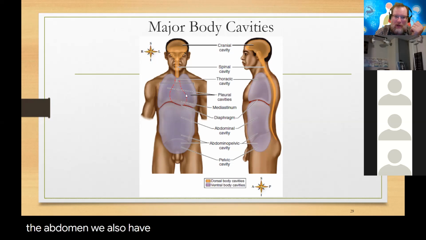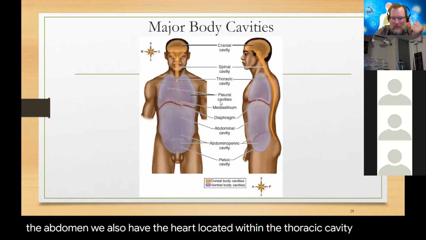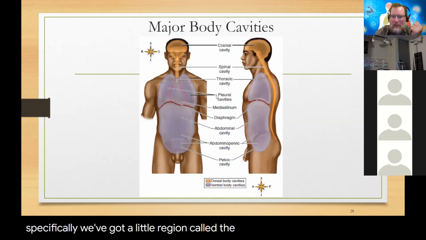We also have the heart located within the thoracic cavity, and specifically, we've got a little region called the mediastinum, and that's where we're going to find the pericardium of the heart.